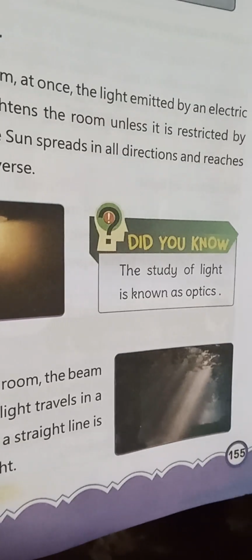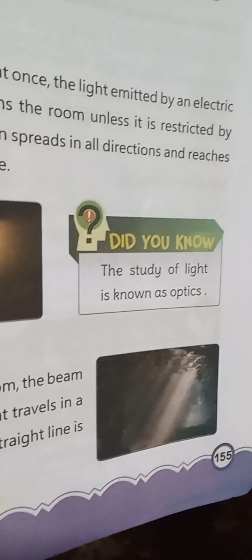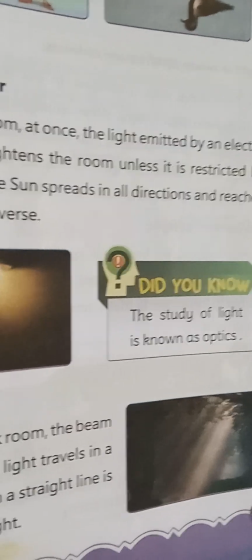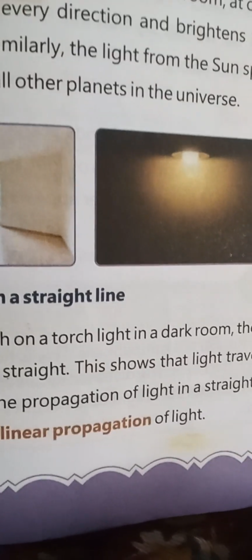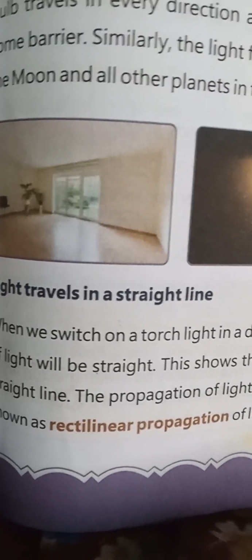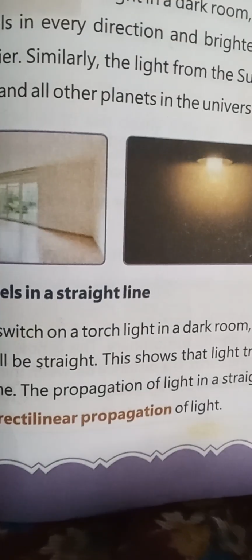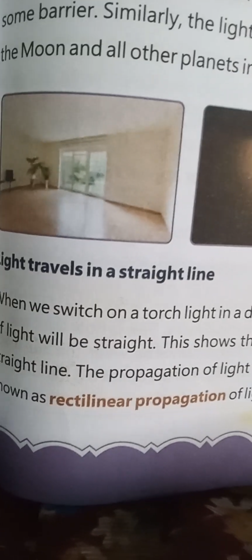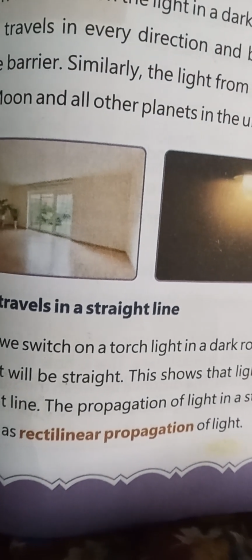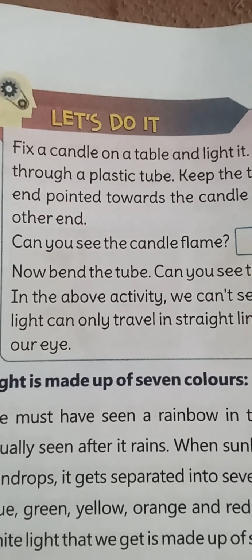Light travels in a straight line. The study of light is known as optics. Light travels in a straight line. When we switch on a torchlight in a dark room, the beam of light will be straight. This shows that light travels in a straight line. The propagation of light in a straight line is known as rectilinear propagation of light. Let's do it.